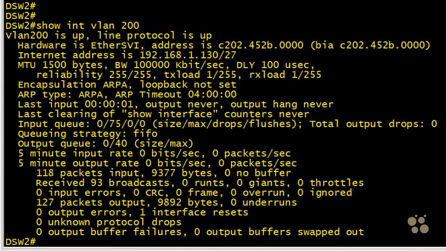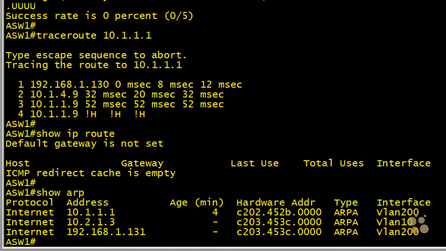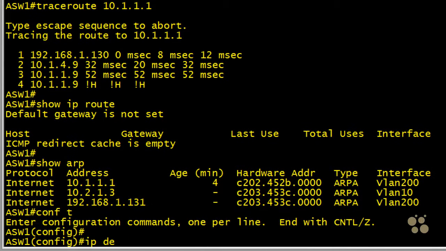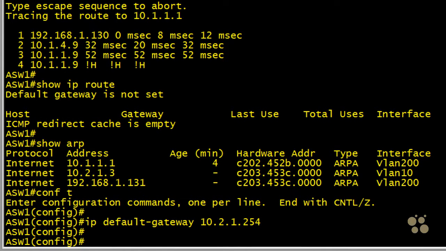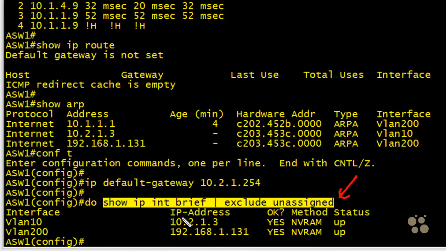So what I like to do in our troubleshooting for this scenario is let's go back to ASW1 and let's go into configuration mode and let's specify an IP default gateway of 10.2.1.254, which is the HSRP address on VLAN 10. And with this command show IP interface brief, I just wanted to verify the IP addresses that I have. So if we choose to use this as a default gateway, because that's an HSRP address which is fault tolerant, and because we do have an IP address in VLAN 10, this would make a good fault-tolerant default gateway.